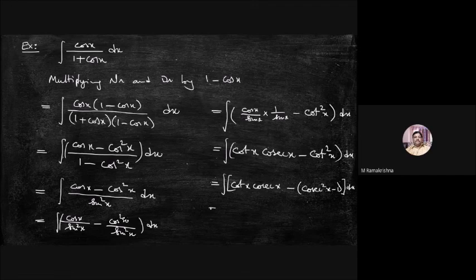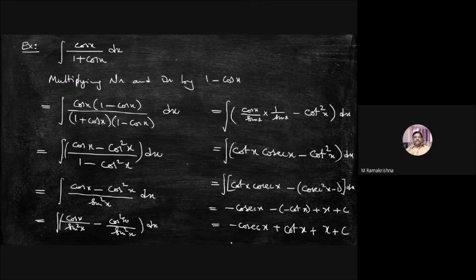Now on applying the integration, integration of cot x cosecant x is minus cosecant x, minus integration of cosecant square x is minus cot x. Integration of 1 is x, minus of minus is plus x plus c. Now rearrange it properly: minus cosecant x plus cot x plus x plus c. Hope you have understood this, right? Thank you very much. Bye bye.